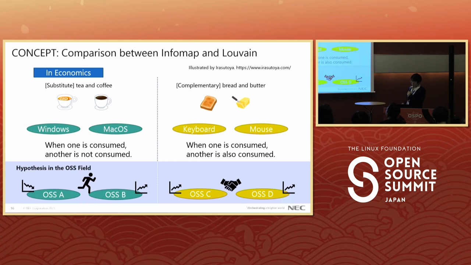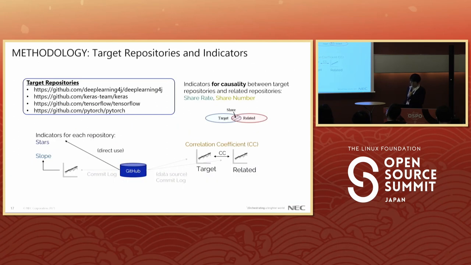I think these relations are available for analysis of OSS. When some OSS are substitutes, developers will shift from one to another. When some OSS are complementary, developers will develop both OSS actively at the same time. Then, this analysis calculated the correlation coefficient between the timelines of the number of commits of two repositories. At the same time, the share rate of developers between two OSS repositories is checked. I think the higher share means the stronger causal relationship.